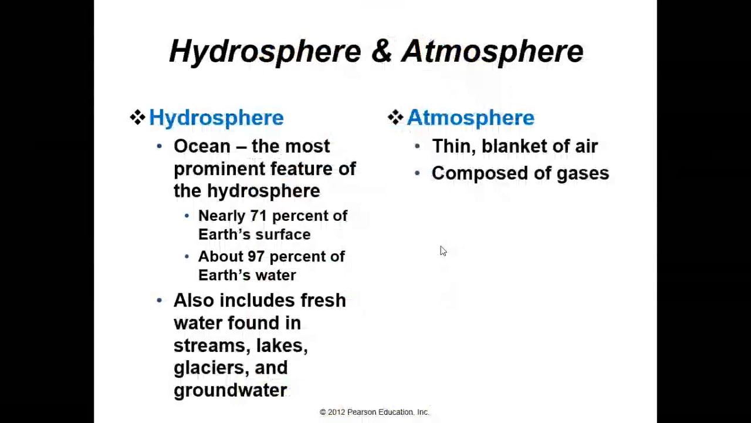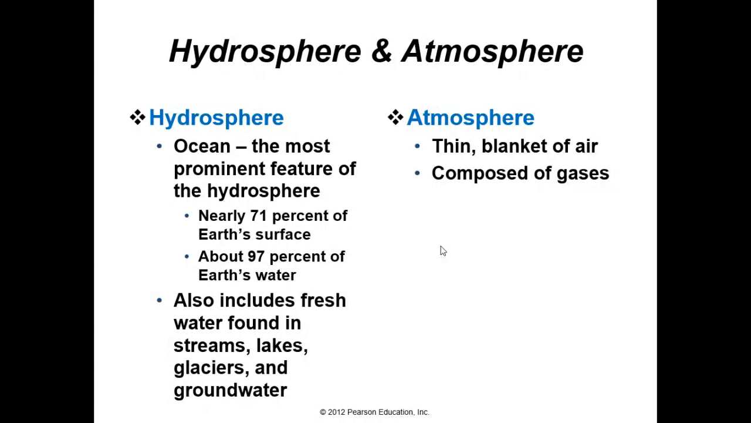Start talking about actual earth science specific stuff. So here's what we're going to talk about with these different earth science disciplines. The hydrosphere is an area on Earth that includes all of the world's water, hence the term hydro. So this includes the oceans, but it also includes fresh water that's found in lakes, streams, glaciers, and groundwater.